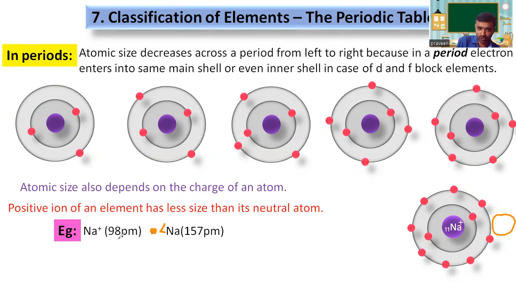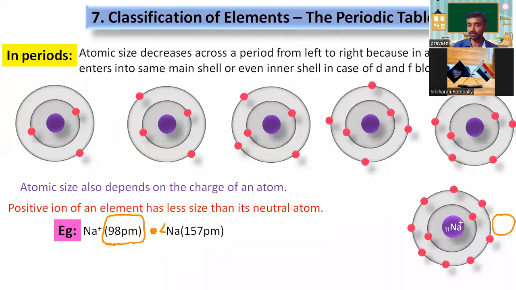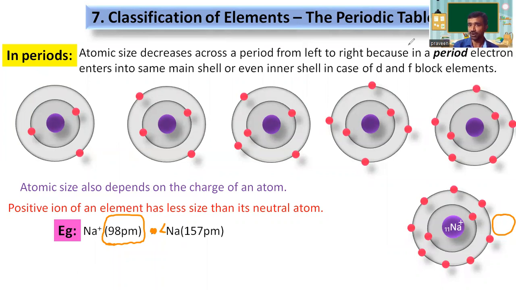That size is also measured in picometers, given here. Na plus ion is 98 picometers, sodium atom is 157 picometers. Which has the greater size, the atom or the ion? Which has the greater atomic size? Atom or the ion? Atom.